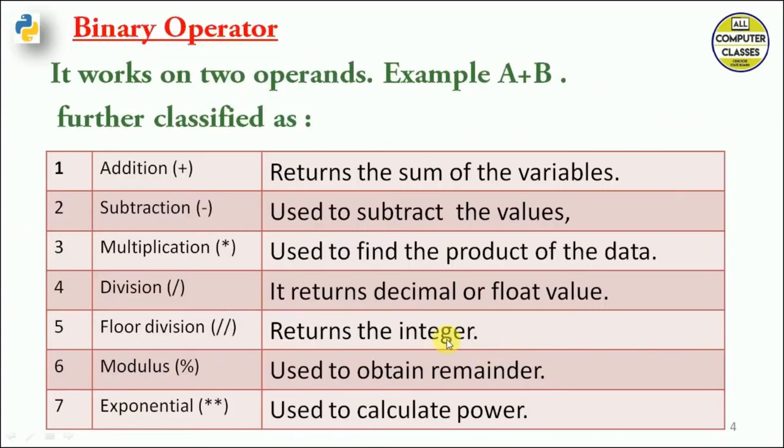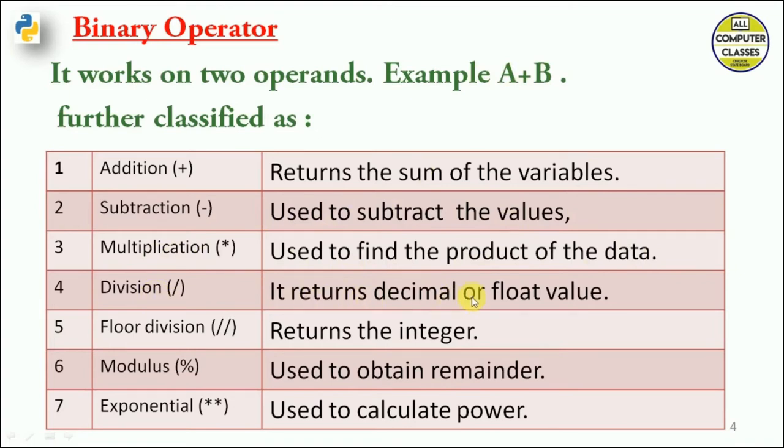The second is the binary operator. It works on two operands, like we just saw with a plus b. We need at least one operand and a second operand, and the operator is used in between. So binary operators are the operators which use at least two operands. It is further classified into these 7 categories. First is addition: when you use the addition symbol, it returns the sum. Subtraction, for example a minus b, is used to subtract the value of b from a. Multiplication is used to find the product.